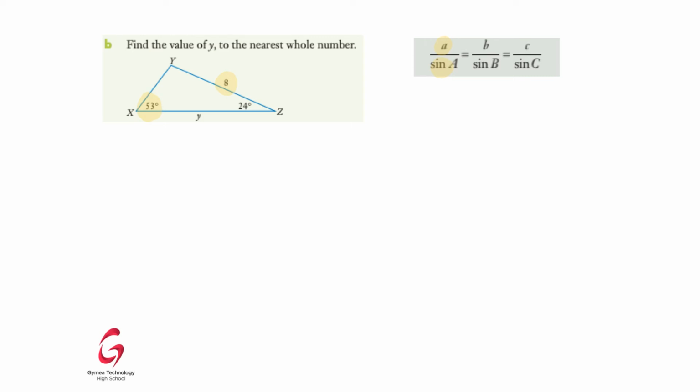The question says, find the value of y. Now the problem is, y, its corresponding angle, is up there in that top corner. We know z. So this is where we're going to have to use some geometry skills. Using angle sum for triangle, angle y is going to be 180, take 24, take 53, which is 103 degrees. So now we have our side length we need to find and its corresponding angle.